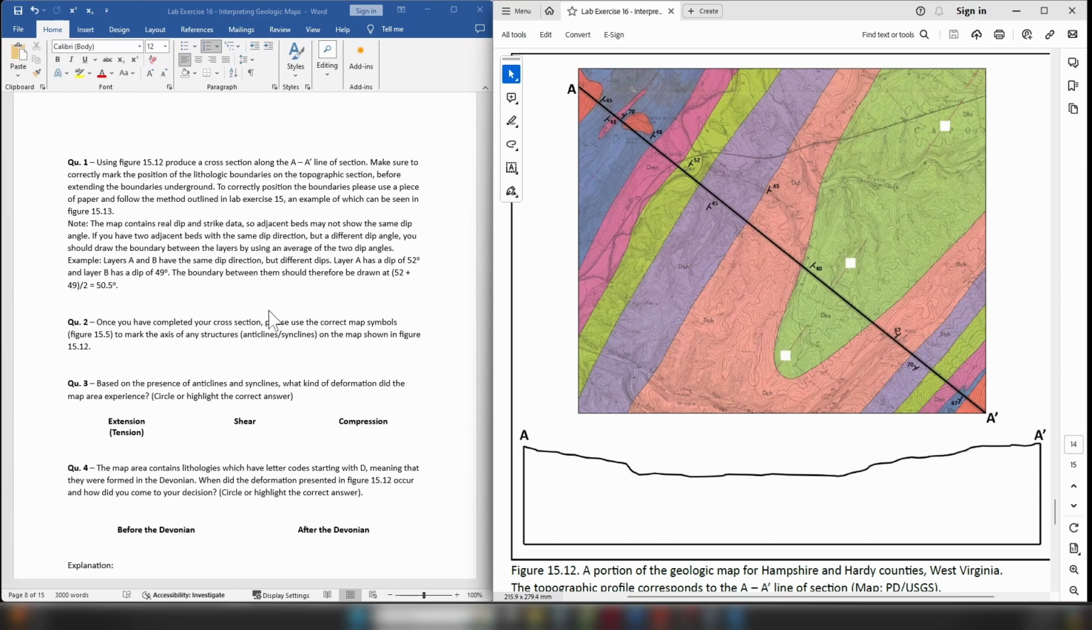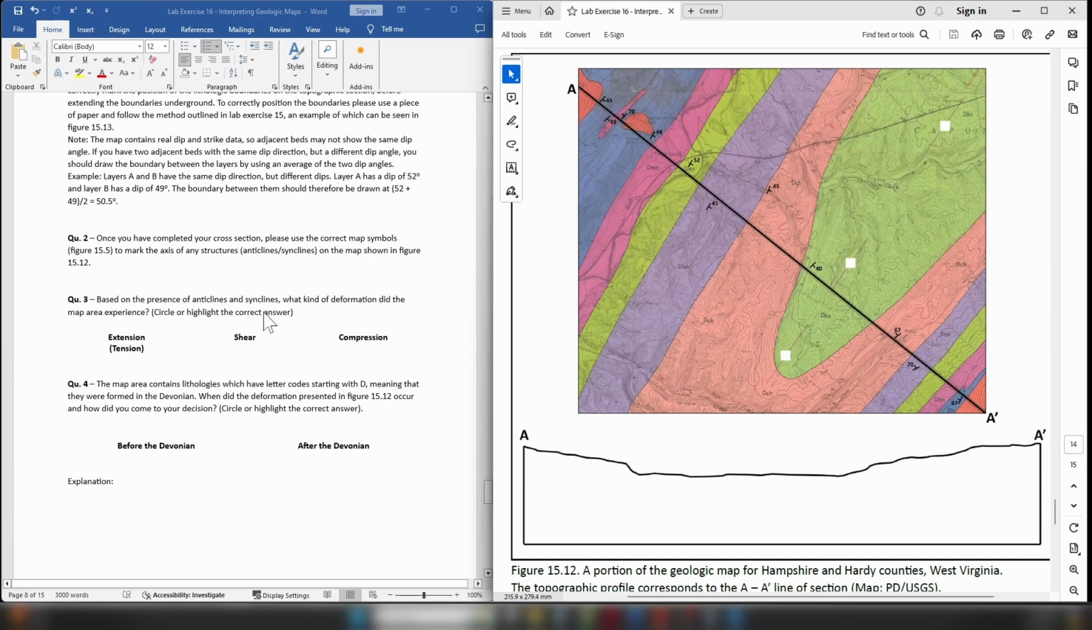So then for question 3, we are going to start thinking about possible causes for this deformation. And we're going to do this because this is going to be the kind of thing we're going to be looking at in the next lab exercise. So for question 3, it asks you, based on the presence of the anticline and or syncline, what kind of deformation did the area experience? So was it extended? So was it stretched? Was the area sheared? Or was the area deformed due to compression? So what kind of compression caused the formation of these anticlines and synclines?